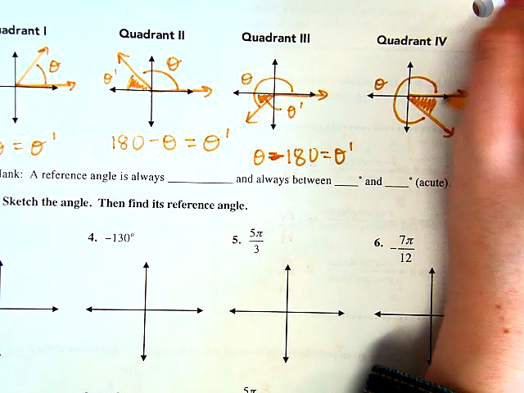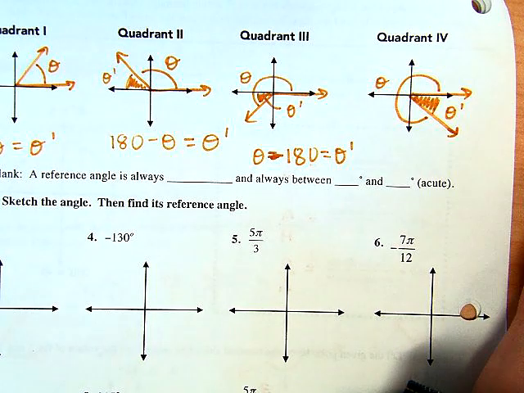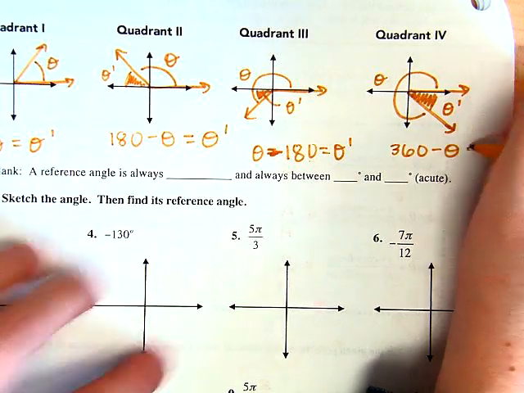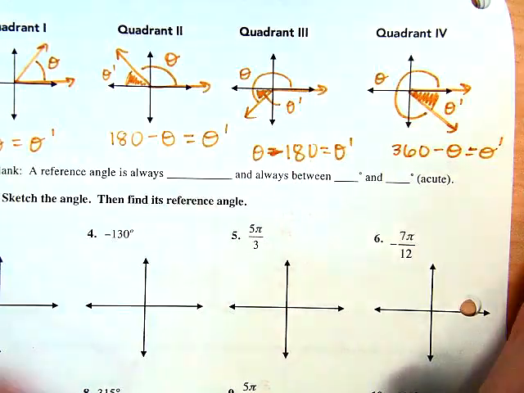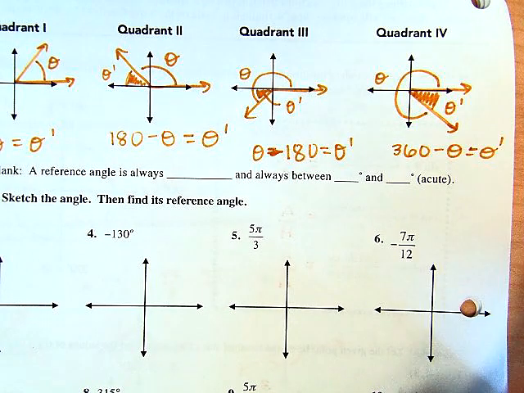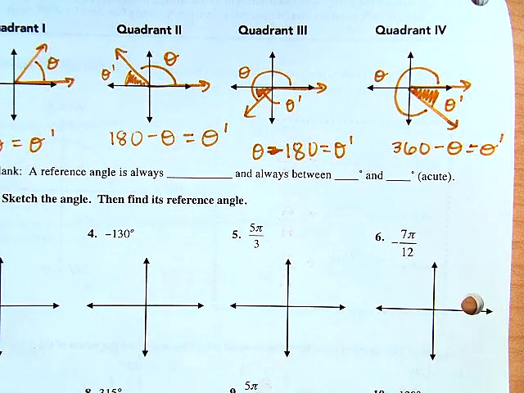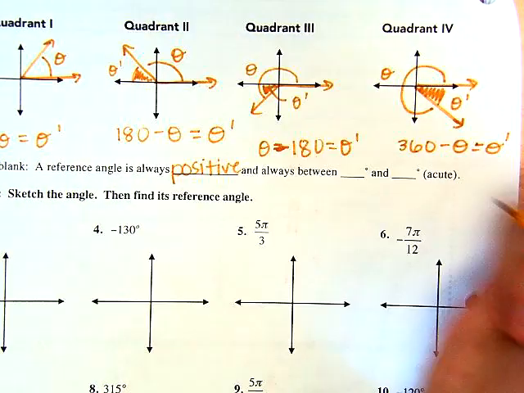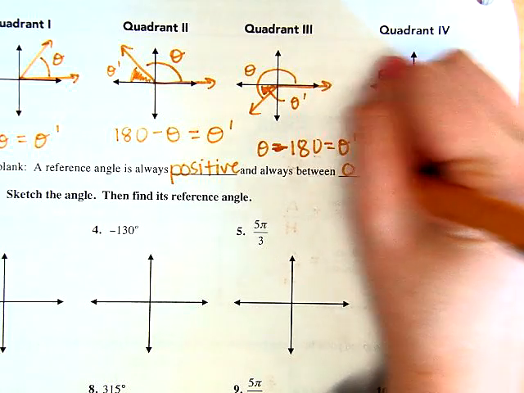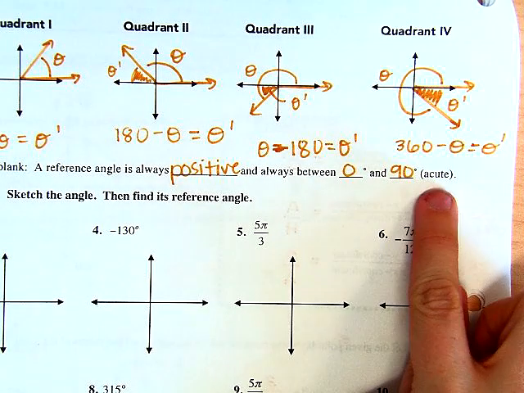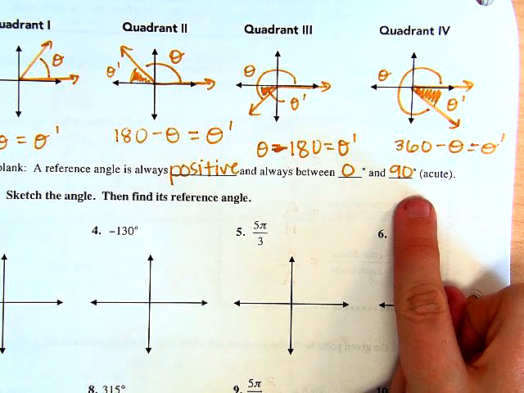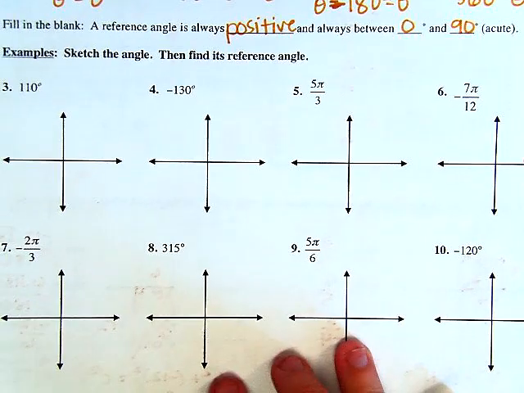This inside is my reference angle. So to get my reference angle, I do 360 minus my angle, and I get my reference angle. A reference angle is always positive, and always between 0 and 90. Acute means between 0 and 90, so it's always acute. So sketch the angle, then find its reference angle.